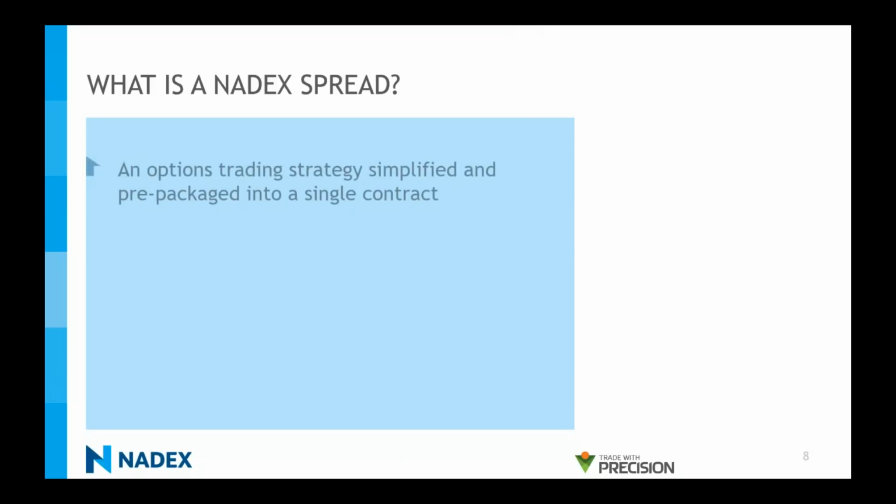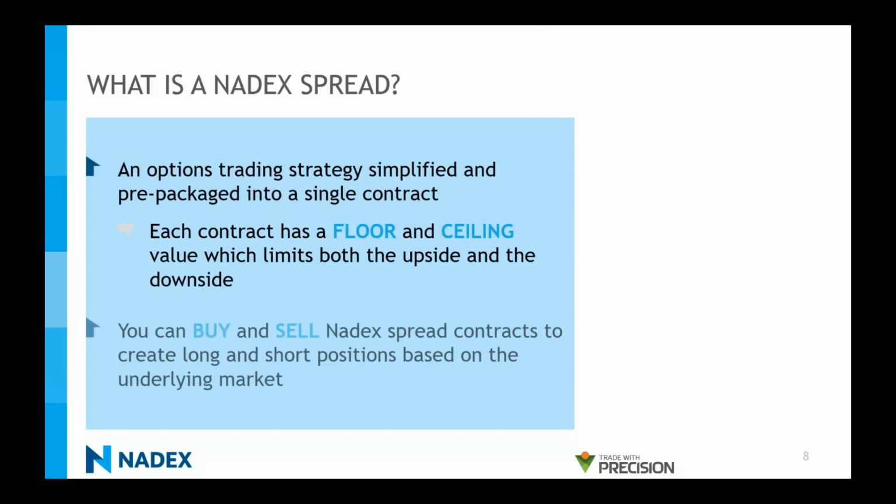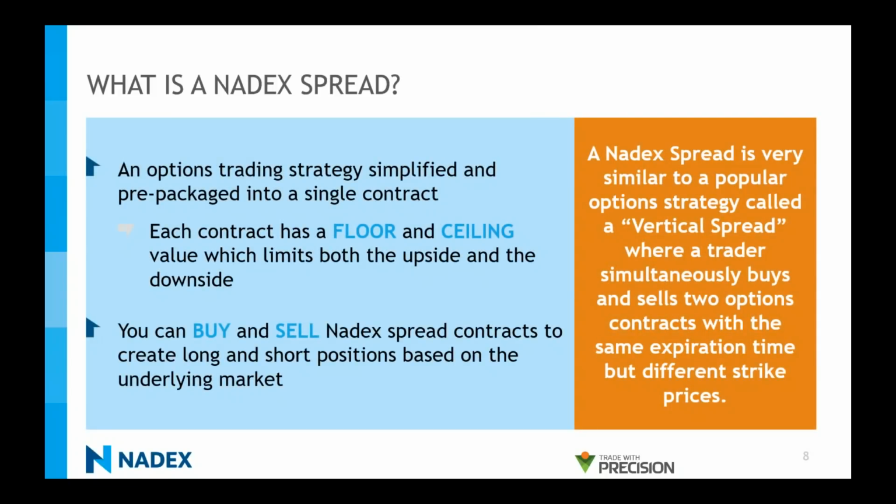Understanding spreads. What is a Nadex spread? It's an options trading strategy simplified and pre-packaged into a single contract. And that spread is defined by two points. One is called the floor and the other one is called the ceiling. And within the floor and the ceiling, within that range, price floats and price moves in sync, pretty much in sync. Not perfectly, but pretty much in sync with what the underlying market is doing.